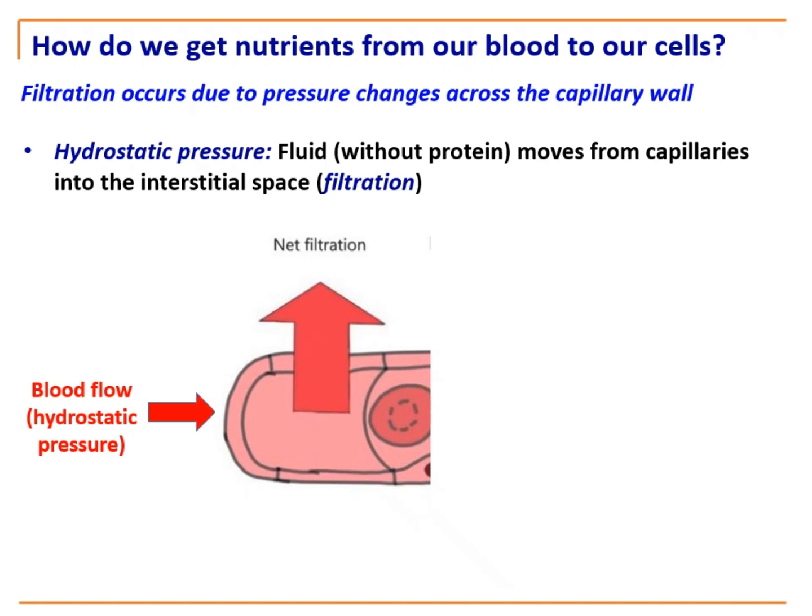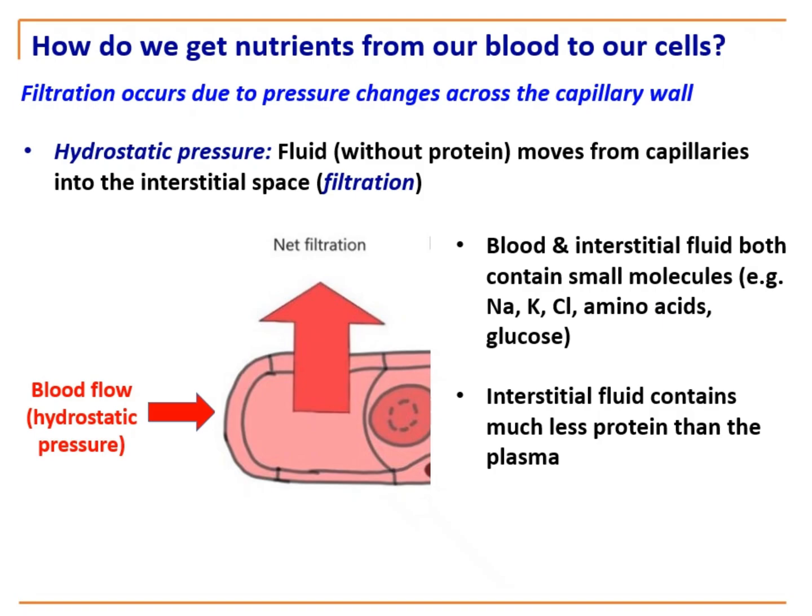Really important to note that in health, we're not really getting any proteins going through there because the filtration unit is too small. And obviously we're not getting any cells going through there either. So what's coming through here is our sodiums, our potassiums, our glucoses, amino acids, but what isn't coming through here is proteins and cells. Okay, so that's the key thing. So your blood and interstitial fluid both contain all of these molecules, but the interstitial fluid contains much less protein than the plasma.